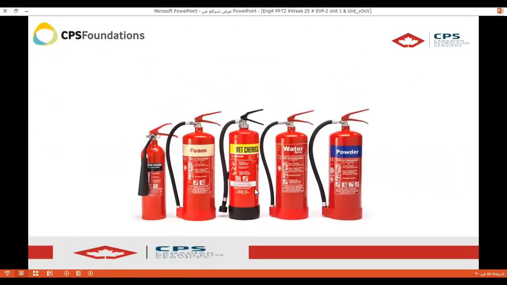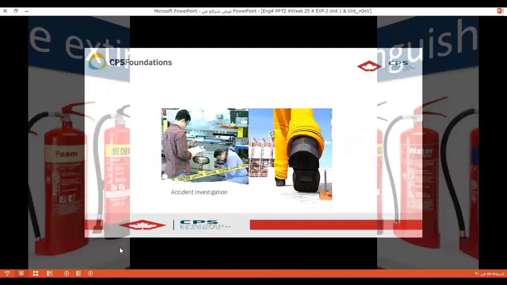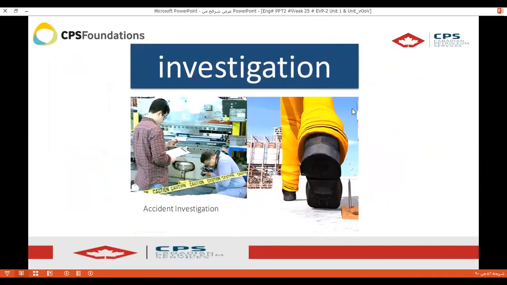But can you see in the pictures here? You can see fire extinguishers. Extinguish is to stop fire. Extinguisher, it means something that stops fire. Fire extinguisher.